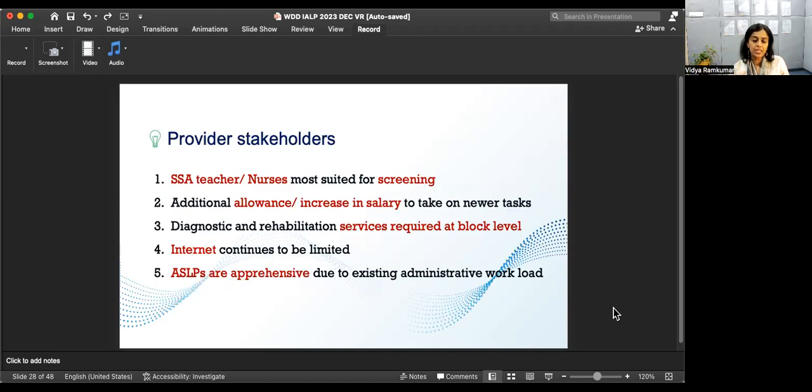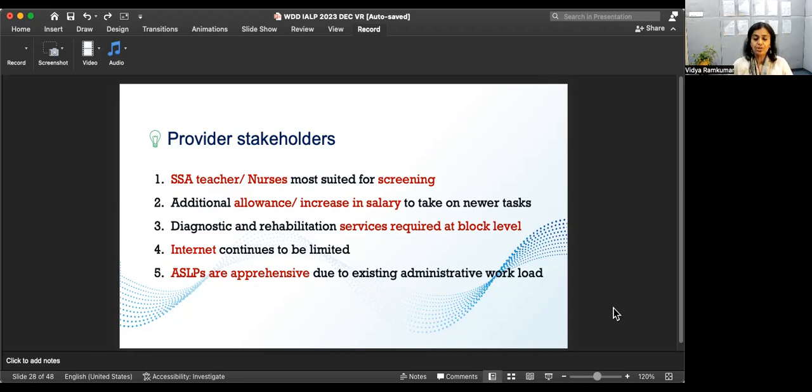When we looked at the providers, even audiologists and speech language pathologists working within the government setup, we identified the cadres that they felt would be suited for screening. We identified that they were looking at additional remuneration if they wanted to take on newer tasks. Again, they re-verified that diagnostics and rehab at block level would be good. They warned us that internet is still poor. But we also found that audiologists and speech language pathologists were apprehensive to take on technology or creative work because they felt overloaded administratively.